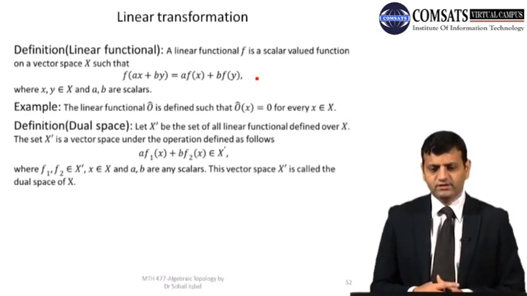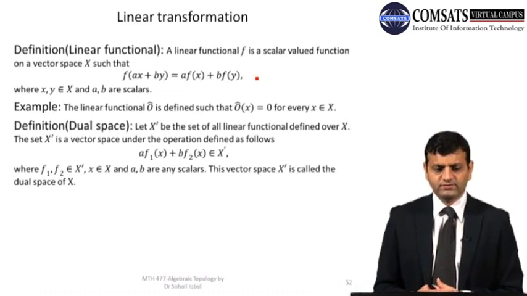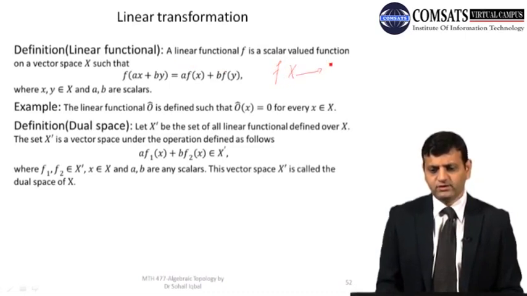So what is a linear functional? So a linear functional is a scalar valued function on a vector space. So scalar valued function means if X is a vector space over, let's say, a set of real numbers, then f is a function from X to R. Similarly, if X is a vector space over any field F, then f is a function from X to F, and it satisfies the properties of a linear transformation.